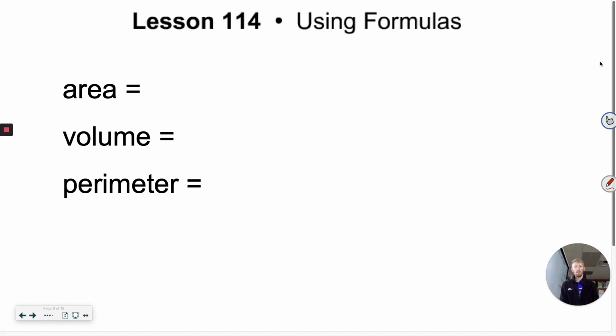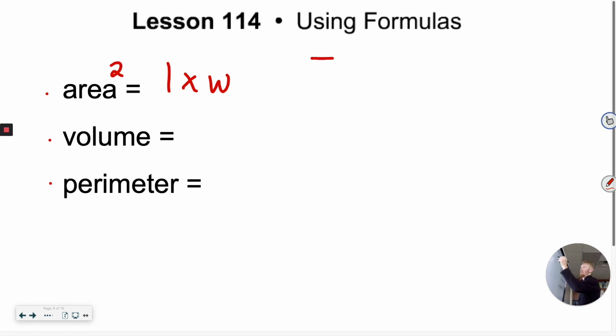All right, fifth grade, our lesson today is on using formulas. So let's review what the formulas are for area, for volume, and for perimeter. Area, that is just length times width. And so that would be a two-dimensional object. You have units squared for area.